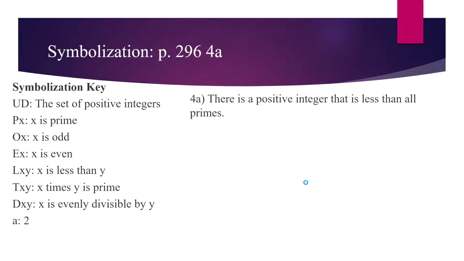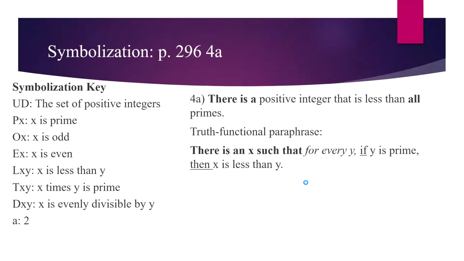There is a positive integer that is less than all primes. So here we've got a "there is a." We know we're going to be using an existential quantifier, and "is less than all primes," so we're going to need a universal. Here we can see by the form of the sentence that the existential quantifier is going to come first. It's important that we have this right, that there's a single positive integer that is less than all primes, so that existential quantifier comes first. If we reversed it, then we would say for all primes there is some integer that's less than it.